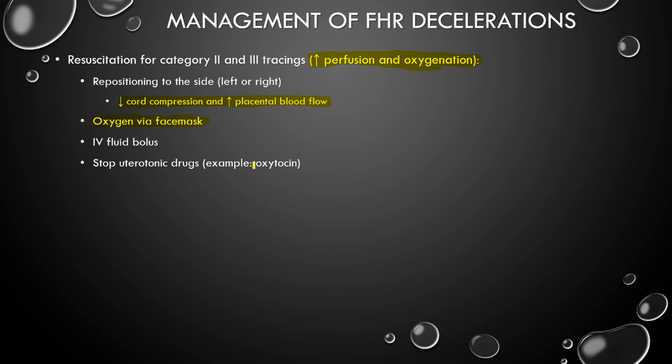Stop uterotonic drugs like oxytocin. Oxytocin can cause further contractions of the uterus, and when the uterus is contracted, it can diminish placental blood flow, especially when there are recurrent variable or late decelerations.